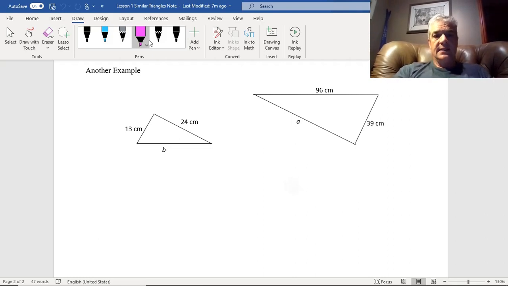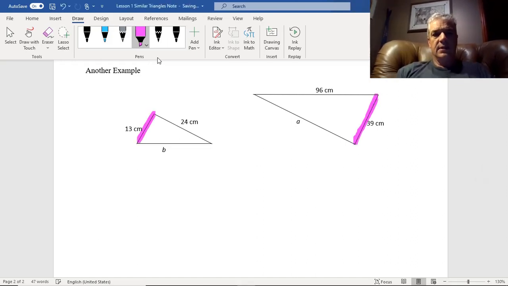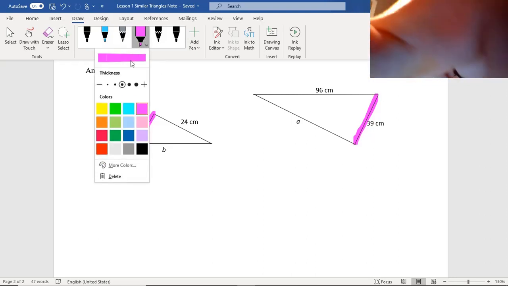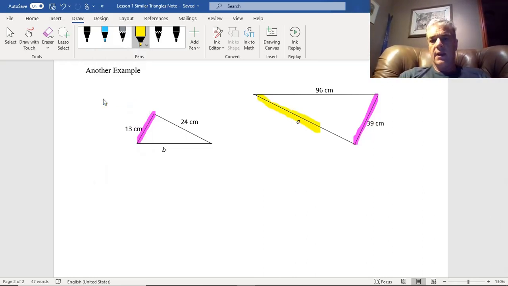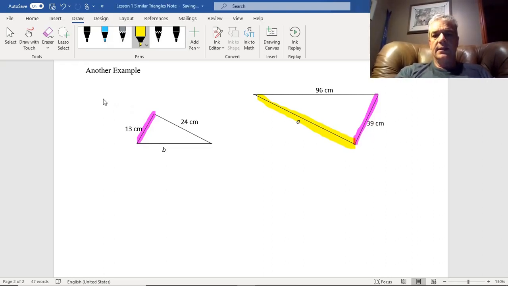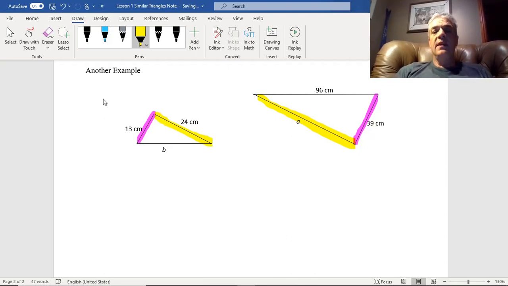In this particular case, I see that the 13 is the shortest side here and the 39 is here. So these two are the corresponding sides, okay? And so I will go like this and highlight those two. In this particular case, I got my purple highlighter on, okay? And then what I'm going to do is look for the other two, another pair of sides that are corresponding, okay? So I'll turn to a different highlighter. In this case, I'm going to say that this here is a corresponding side, as is this here, 24, okay? So these two sides are corresponding, and that would leave me with the other sides, B and 96. These two sides are corresponding.